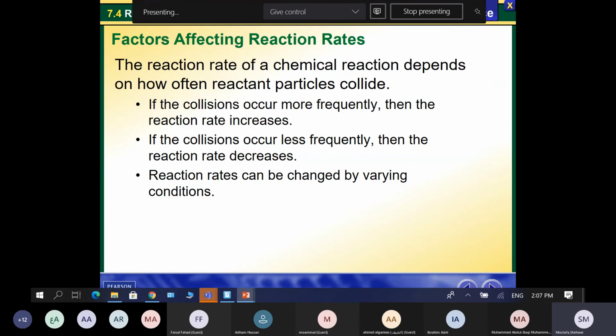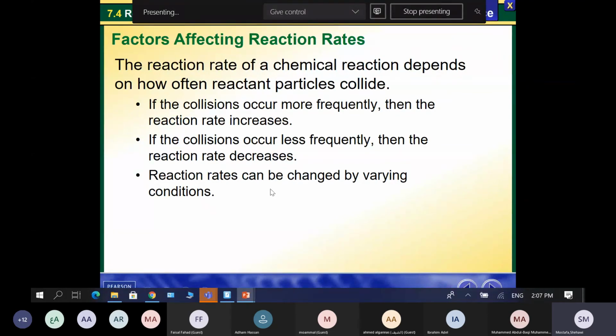Muhammad Abdul Qadir, read this one. Yes, Mr. Factors affecting reaction rates. The reaction rate of a chemical reaction depends on how often reactant particles collide. If the collisions occur more frequently, then the reaction rate increases. If the collisions occur less frequently, then the reaction rate decreases. Reaction rates can be changed by varying conditions.